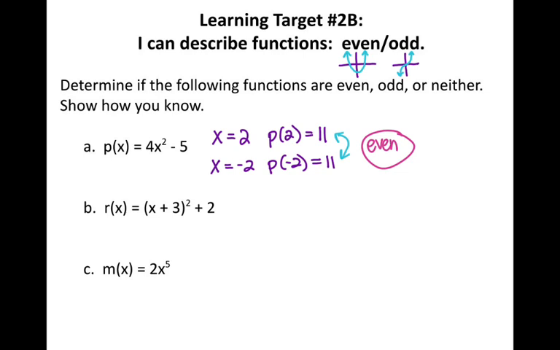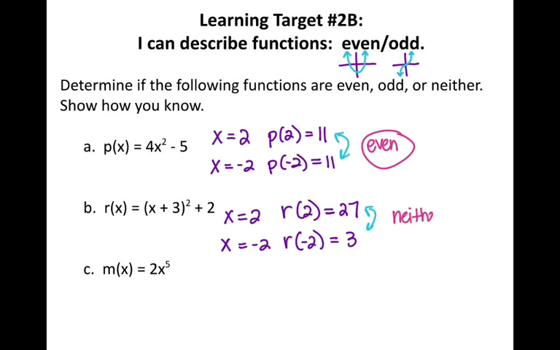For letter B, I'm going to do the same thing. If I want to do it algebraically, I'm going to choose 2 and -2. When I plug in +2 for x, I get 27. When I plug in -2 for x, I get +3. Now, if I look at these two numbers, they are totally different, so that makes this function neither.